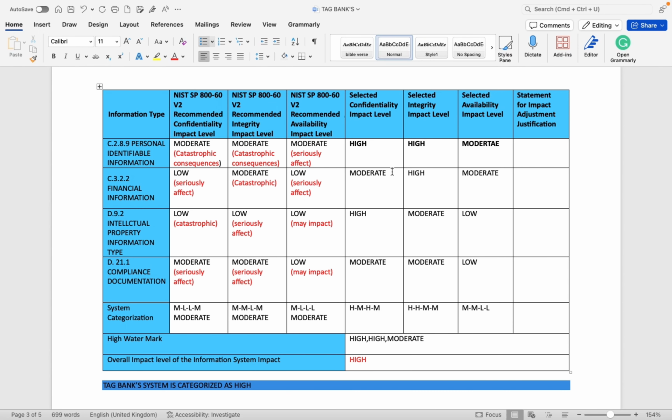Now remember what we said about choosing the high watermark, which is choosing the highest from each of these columns, with high being the highest and low being the lowest. Now look at this. This is high, moderate, high, moderate. The high watermark is high. For this, the high watermark is also high. For this, the high watermark is moderate. And this is our high watermark for confidentiality, integrity, and availability.